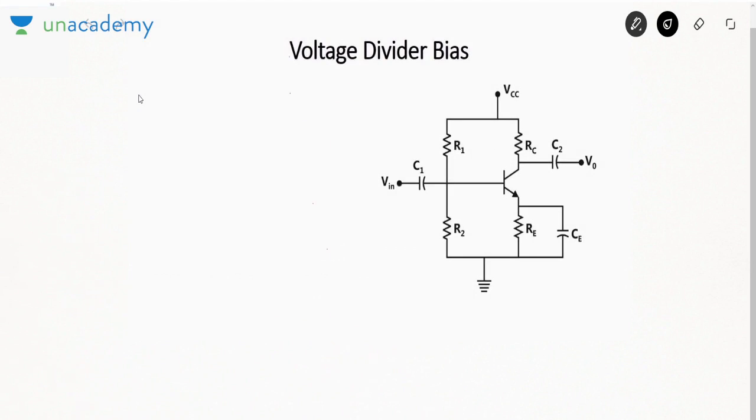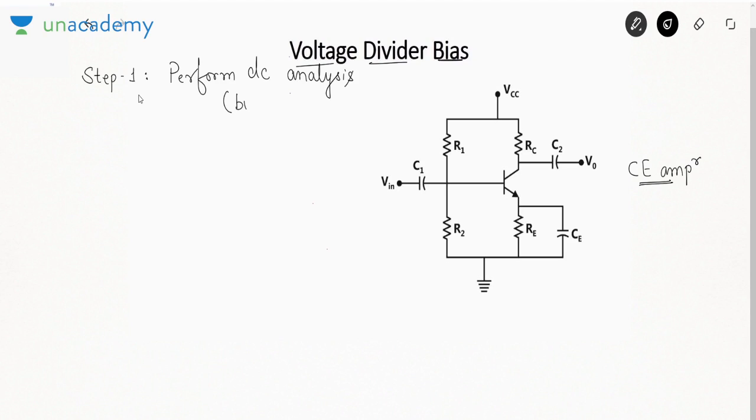So let us see how to apply this concept. Here I have shown you a common emitter amplifier. Emitter terminal is common, with voltage divider biasing. Now, the step 1 for amplifier analysis is to perform DC analysis. I have shown you how to perform DC analysis in biasing problems, so for this you must have gone through the biasing problems. After performing DC analysis, we get two things, the Q point: IC and VCE.